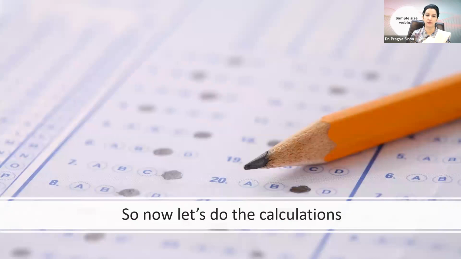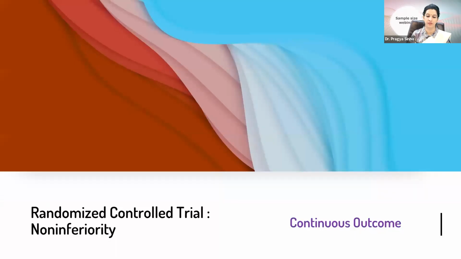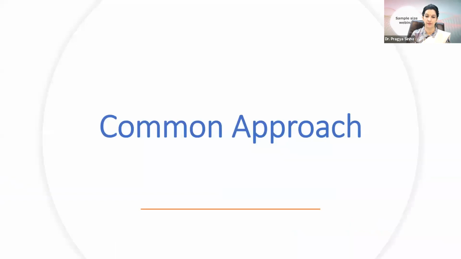So now let's do the calculation. First we learn how to calculate the sample size for a non-inferiority type of trial for a continuous outcome. We discussed this in the last session also regarding the common approach. If you see the Statulator, we'll see the interface.